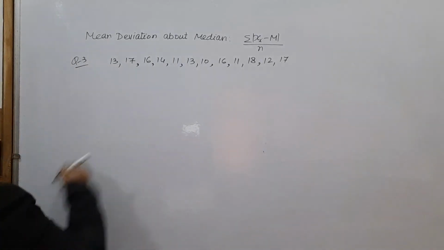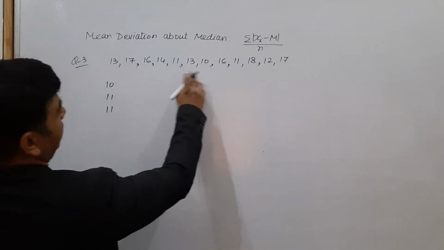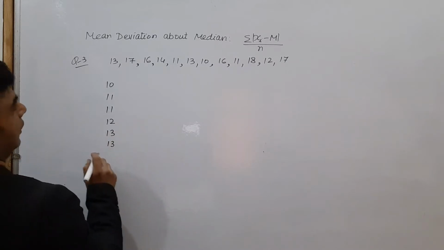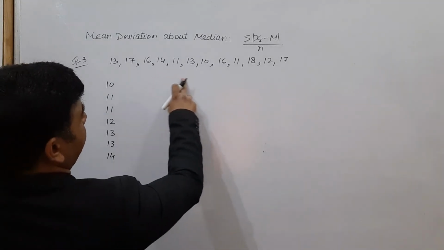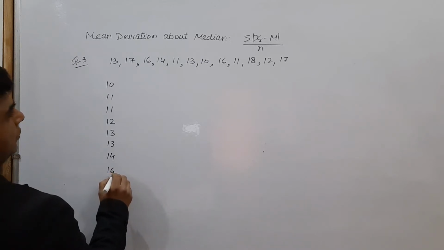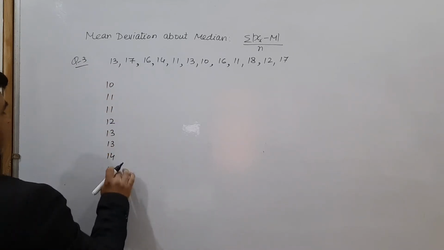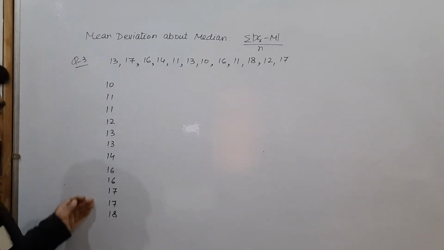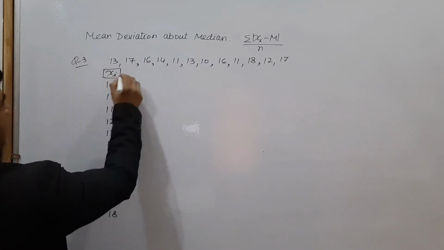So let me write down first of all 10 and then 11, 11, 11, 11, then 12, after that 13, 13, again 13 and then 14. After that we have 16, 2 times 16, 17 and 17. This is 1, 2, 3, up to 11. One more term is there which is your 18 at last. So these are the observations, the values of xi. Let me write down also in ascending order.